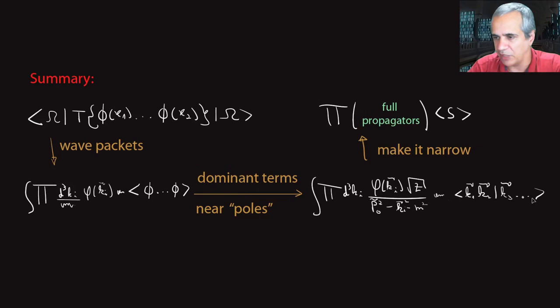And then we make these states narrow, and we get to an expression that is just the S matrix, the scattering matrix, times the full propagator for each of these incoming or outgoing states. In the case we did, there were two incoming states and outgoing ones. But the tricky part is that there are two limits involved here. One, where you look near the pole for this dominant term, so you're taking the momenta near their poles. And another limit, which is making these narrow. And you have to be able to show that the order in which you take these two limits does not matter, at least for the leading contributions near the poles.